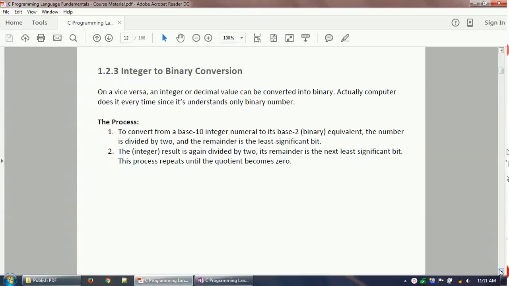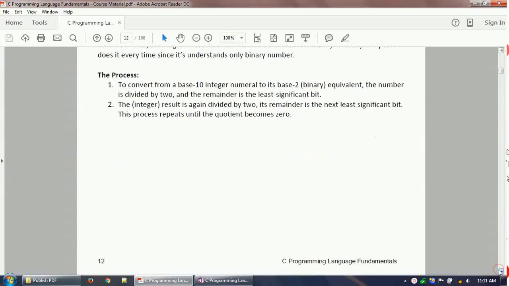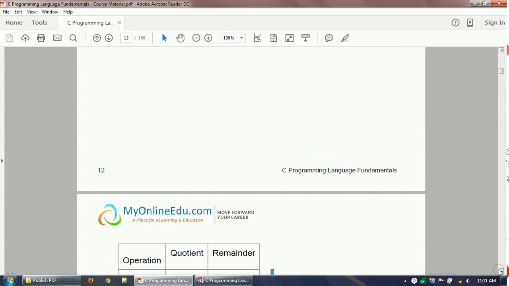So the process is this: to convert from base 10, which is a decimal integer number, to its base 2 value, which is the binary equivalent, the number is divided by 2, and the remainder is the least significant bit. Then the integer result is again divided by 2, and its remainder is the next bit. This process repeats until the quotient becomes 0. So we will go through the example now.